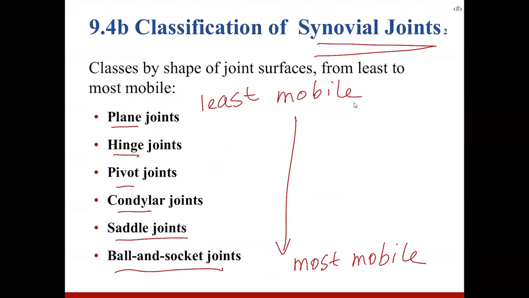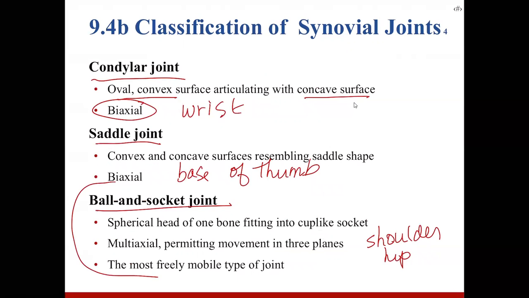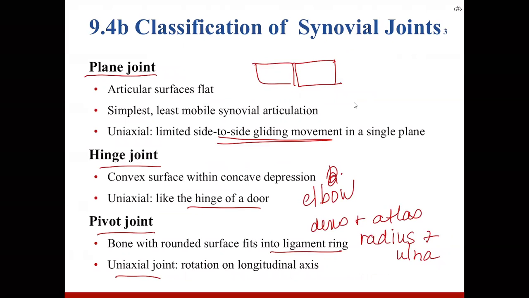What I think you should know for this is, in general, the least mobile to the most mobile. So you should know what you can move a lot and what you can't move a lot. You should definitely know the ball and socket joint and where you would find it. So maybe be able to do some matching, so you can match how this plane joint moves with an example of where it is.